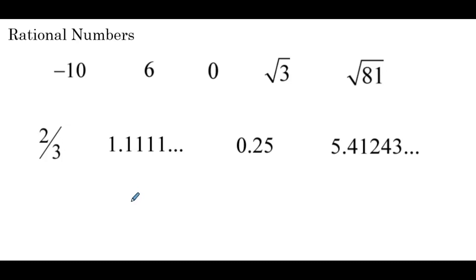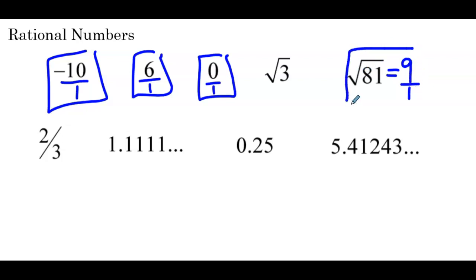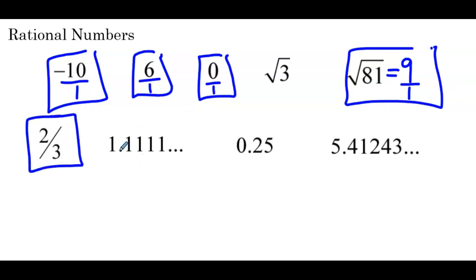What about rational numbers? Okay, well, -10 is an integer, which can be expressed as the ratio of two integers, right? -10 over 1, so that's good. 6 over 1, that's good. 0 is 0 over 1, right? Ratio of two integers. Square root of 3. Can't express that as the ratio of two integers, so that's out. Square root of 81 is 9. 9 over 1, ratio of two integers. 2/3 is the ratio of two integers.